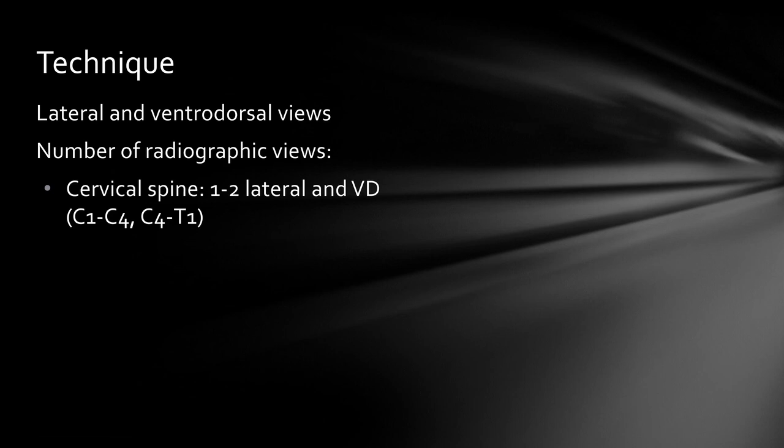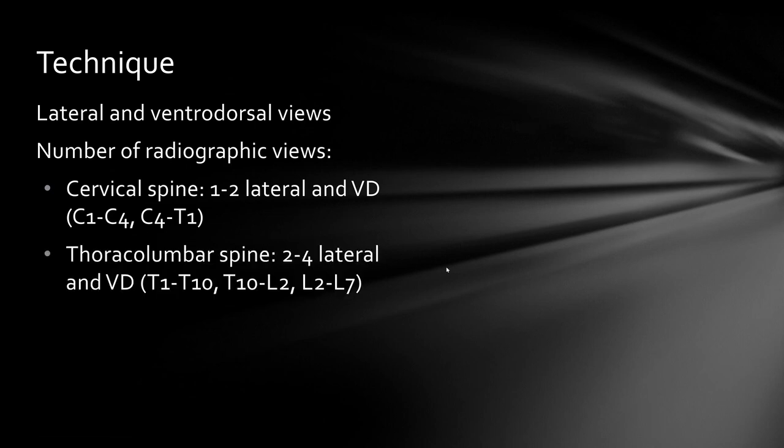For the cervical spine, we aim for 1 to 2 lateral and VD views. In smaller animals, smaller dogs and cats, you usually can get away with a single lateral and VD view. If you need two views, either because the animal is very long or also to adjust technique factors, because the cranial neck is going to be thinner than the caudal neck, you want to center on like C1 to C4 and then C4 to T1 respectively.